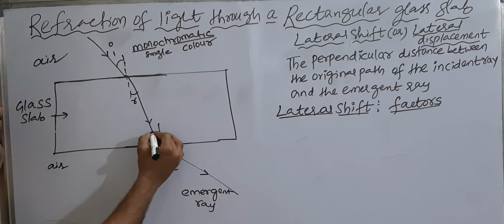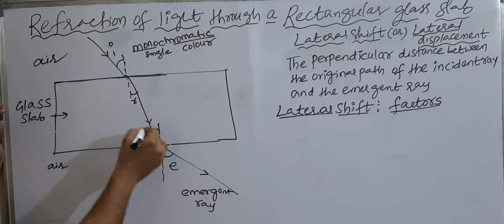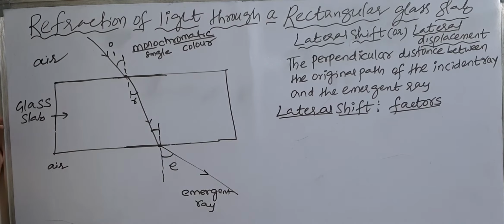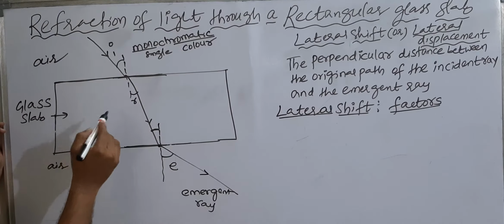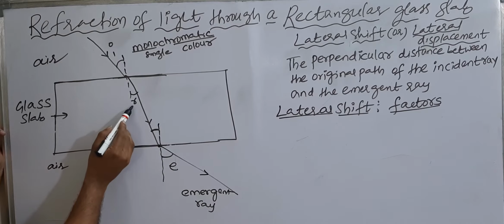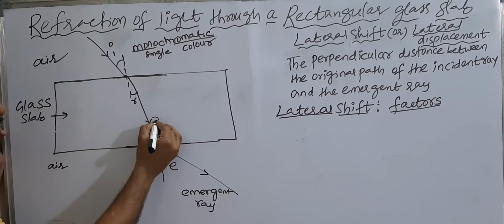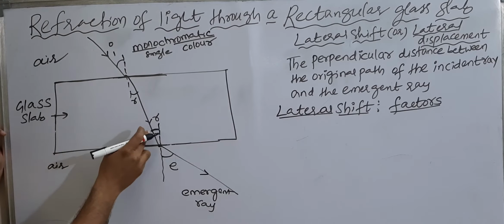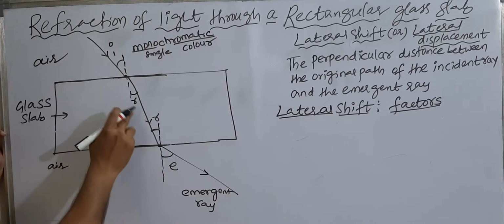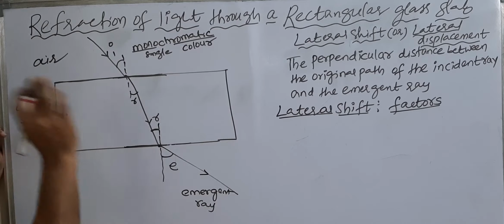For this surface, this ray is the incident ray, and this is the angle of incidence. How much is this angle? This angle we know very well. Here the angle is R, so here also the angle is R. Already I explained this in the previous video. These two are alternate angles. Here angle R, here also angle R.